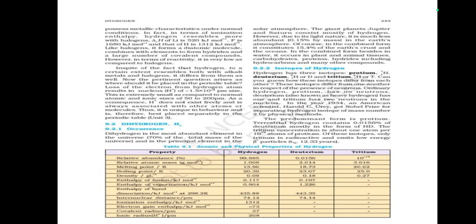Terrestrial hydrogen contains 0.0156% of deuterium, mostly in the form of HD. The deuterium concentration is about 1 atom per 10^18 atoms of protium. Of these isotopes, only tritium is radioactive and emits low energy β- particles. Its half-life, t1/2, is 12.33 years.